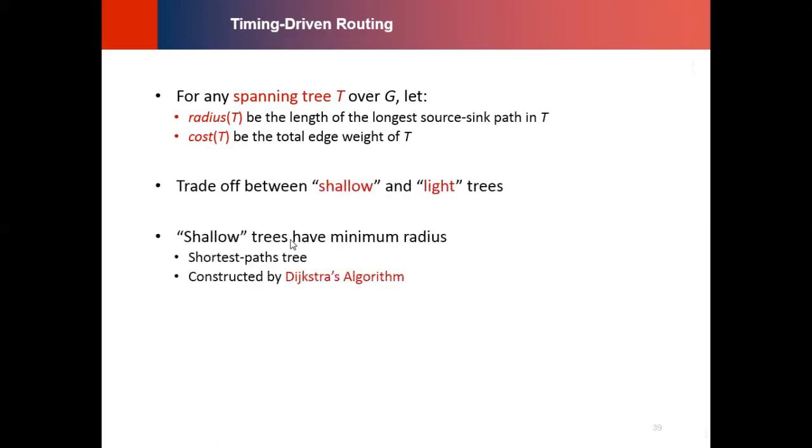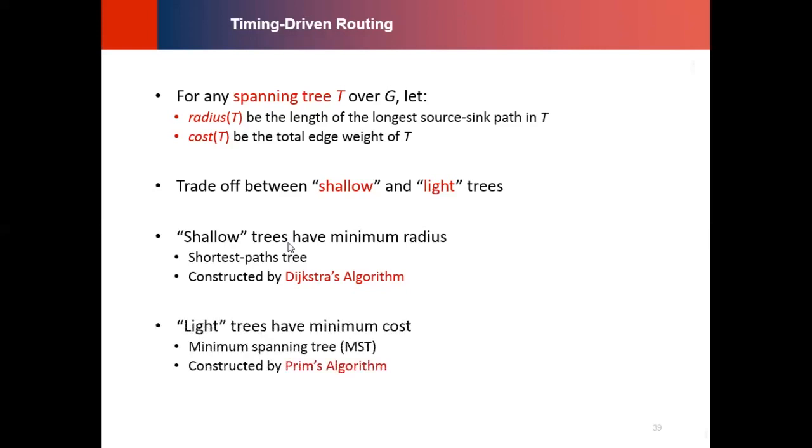So we will have two types of trees, shallow and light trees. Shallow trees will have minimum radius, so they will be the shortest path trees, and the light trees will have the minimum cost. The shallow trees are constructed by using Dijkstra's algorithm, and the light trees are constructed by using Prim's algorithm.